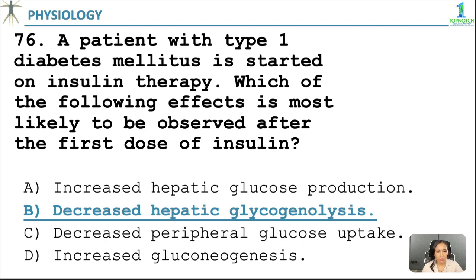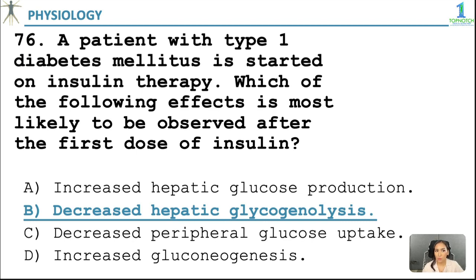Letter C, decrease peripheral glucose uptake. Insulin nga, in. Glucose in. So, increased peripheral glucose uptake. And letter D, increased gluconeogenesis. We know that gluconeogenesis is a catabolic process. So, mali din yon. So, bakit tama yung B? Decreased hepatic glycogenolysis. Insulin is anabolic. It's build, build, build. So, you want to prevent breakdown. So, decreased hepatic glycogenolysis, decreased breakdown of glycogen.